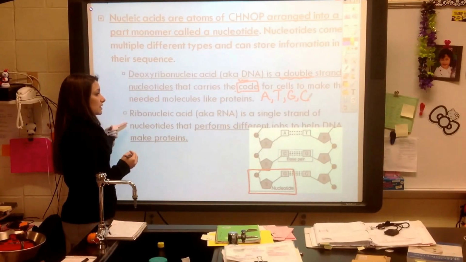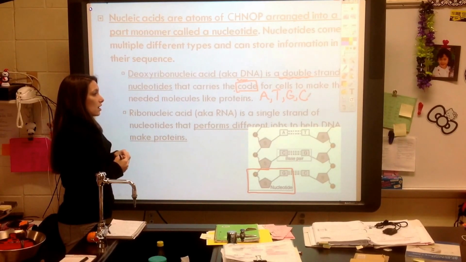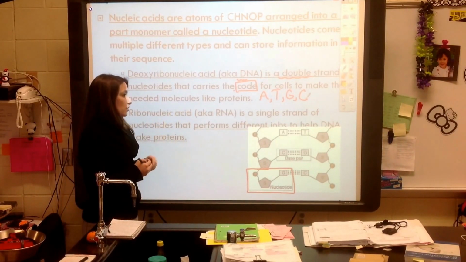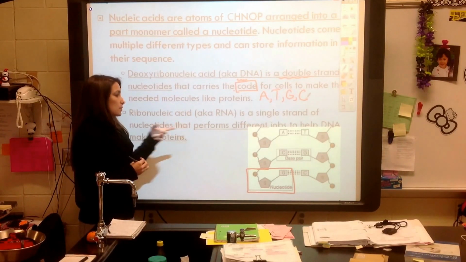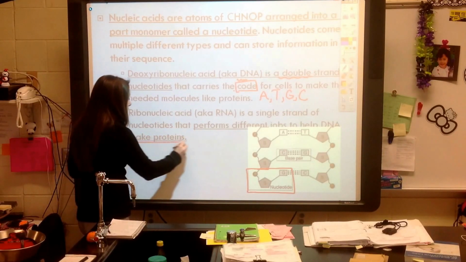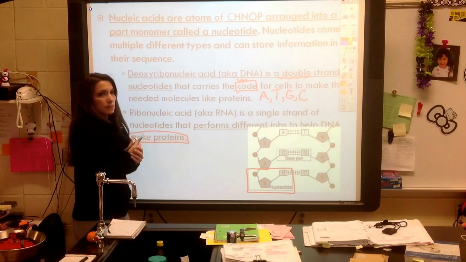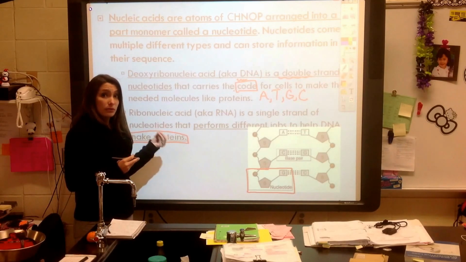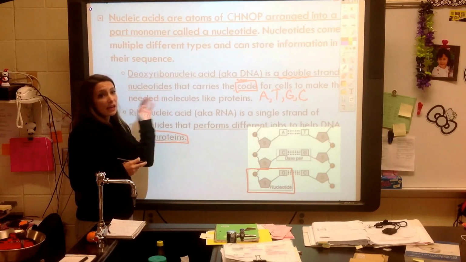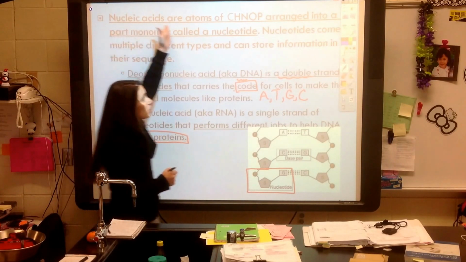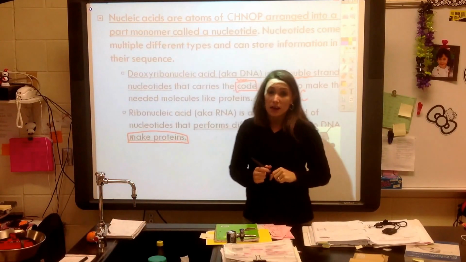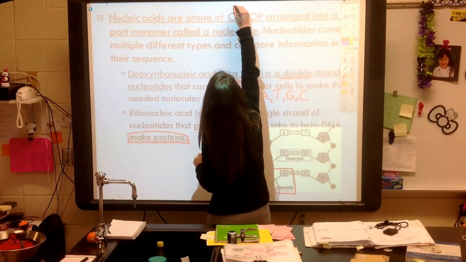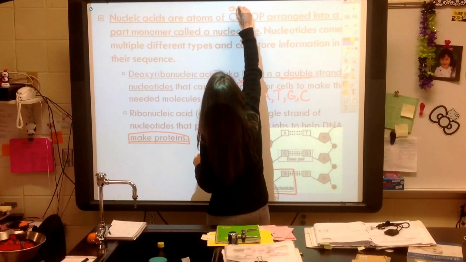Everything living also has something called RNA. RNA is a single strand that performs different jobs to actually make the proteins. And so we're going to talk about proteins next. The key here is that it's an organic molecule.